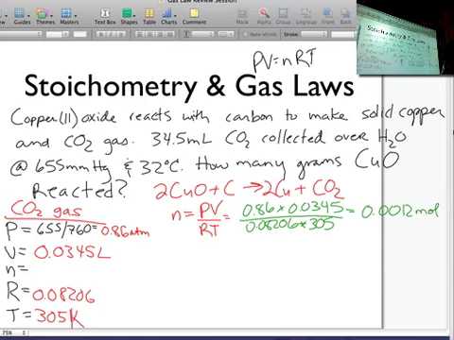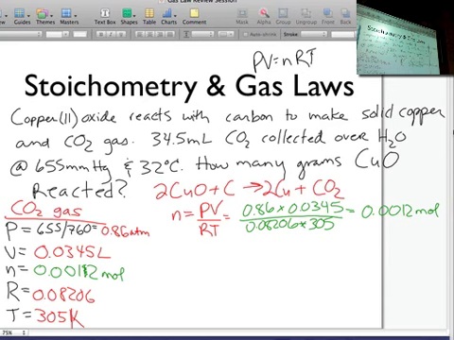Now, is everybody following along so far? What have I solved for? Moles. Of what? CO2. Moles of CO2. We need to find grams. What do I need to find? Copper oxide. Grams of copper oxide. Okay, I like that.